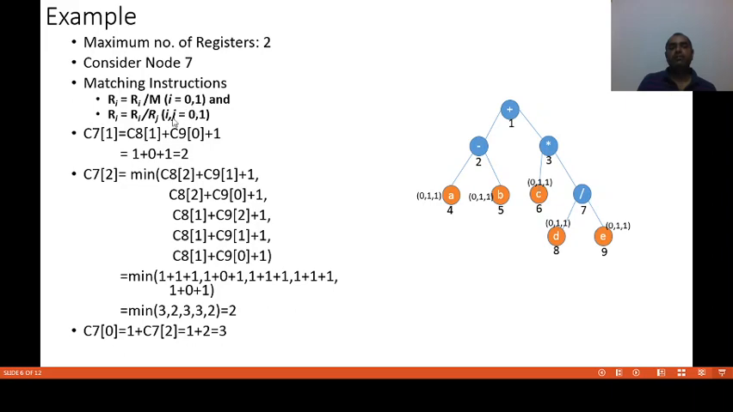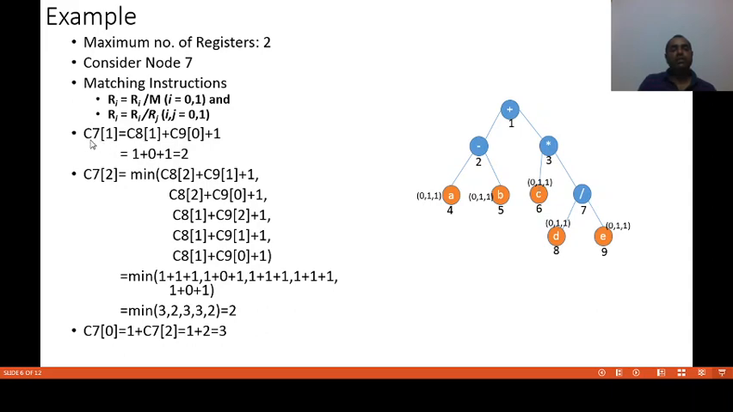And the second type of instruction that matches at node 7 is Ri = Ri / Rj, where i and j can be 0 or 1. That means it can be R0 = R0 / R1, or it can be R1 = R1 / R0. Now, the cost of node 7 when I am using only 1 register.